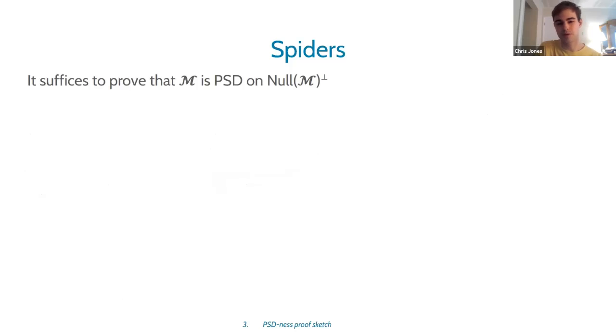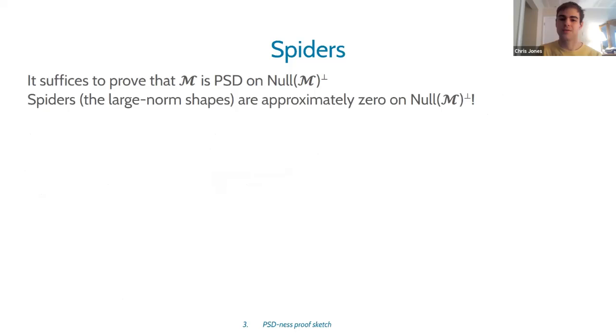Okay, so how do we deal with the spiders? Well, here's a trivial observation. It suffices to prove that the moment matrix M is PSD on the complement of its null space. Well, it turns out that the spiders actually have approximately 0 action on the complement of the null space. This is a somewhat incredible fact, that these large norm shapes just happen to be approximately 0 on the complement of the null space. And on the rest of the slide, I want to give a picture demonstration of why this is the case.